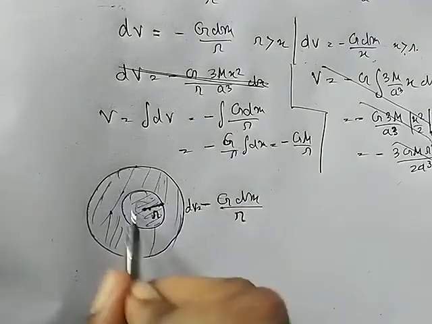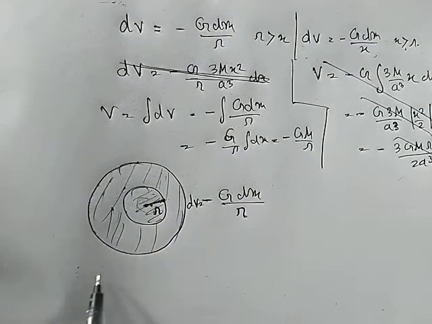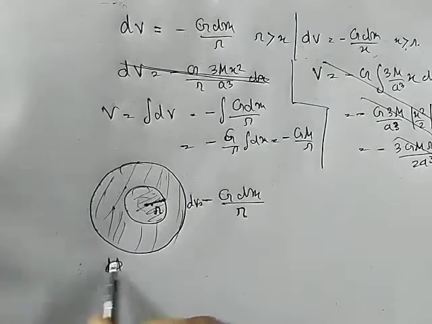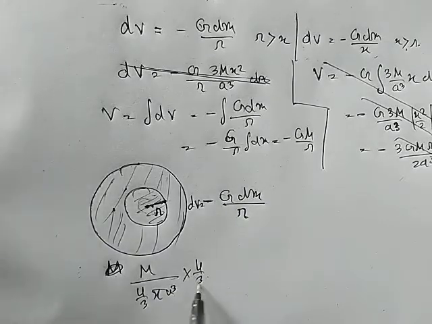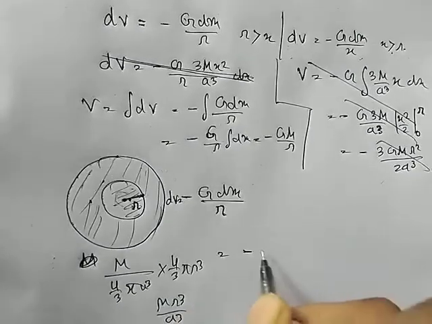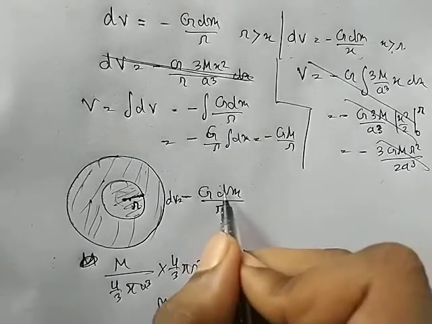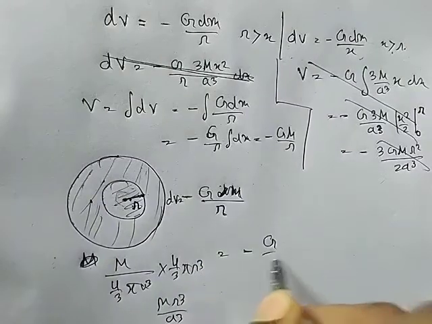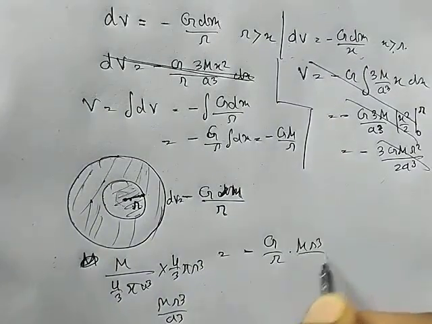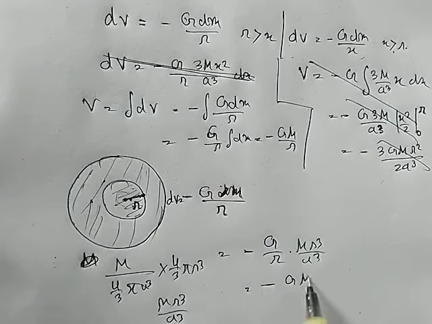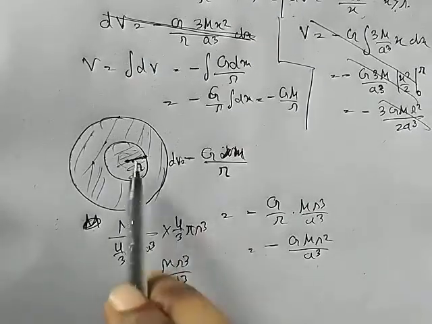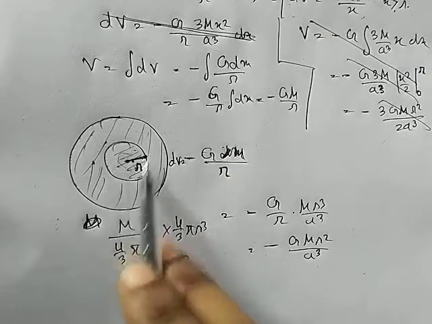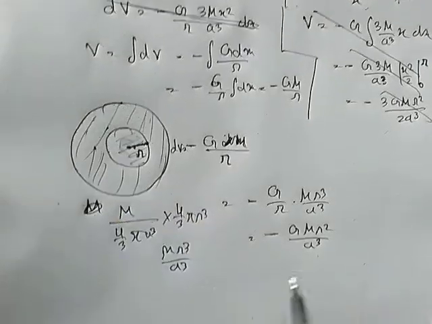We will find the mass of this inner sphere as m by 4 by 3 pi a cube times 4 by 3 pi r cube. It is m r cube by a cube, so that becomes minus G by r times m r cube by a cube, which is minus G m r square by a cube. This is the potential due to the inner solid sphere.